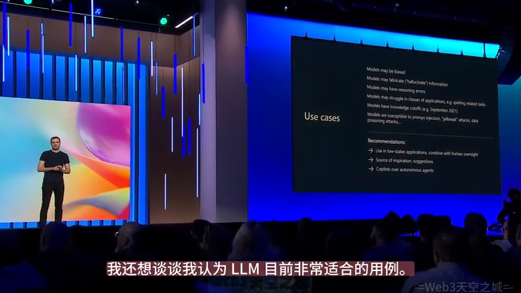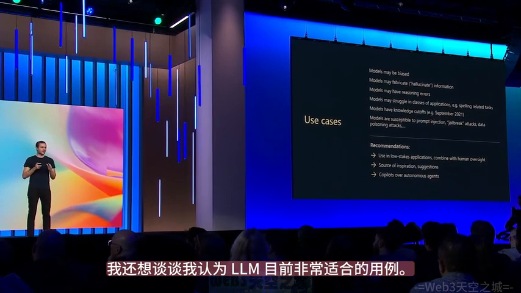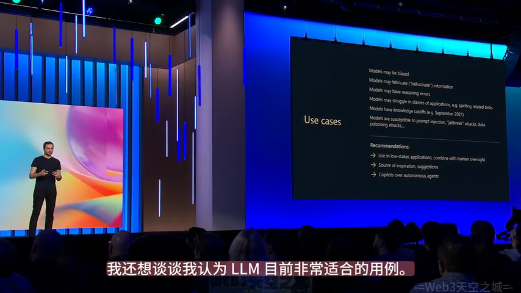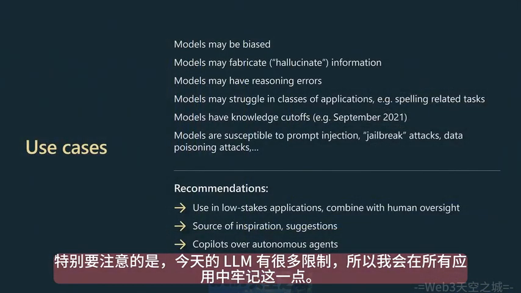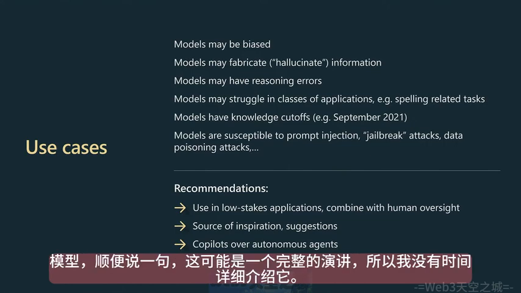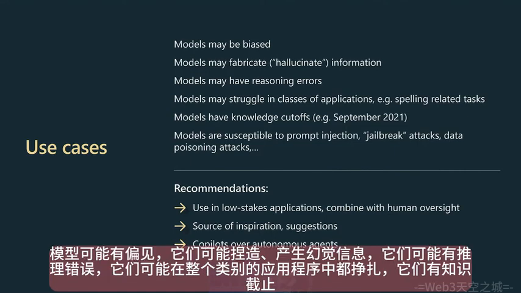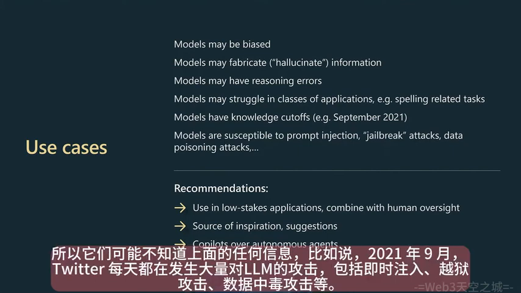I also wanted to say a few words about the use cases in which I think LLMs are currently well suited for. So in particular, note that there's a large number of limitations to LLMs today. And so I would keep that definitely in mind for all your applications. Models, and this, by the way, could be an entire talk, so I don't have time to cover it in full detail. Models may be biased, they may fabricate, hallucinate information, they may have reasoning errors, they may struggle in entire classes of applications, they have knowledge cutoffs, so they might not know any information above, say, September 2021.